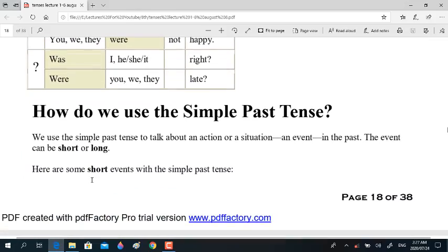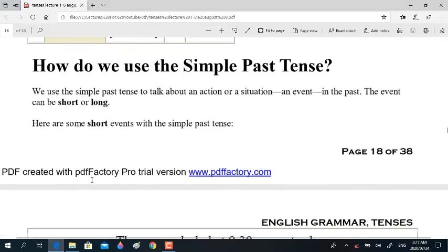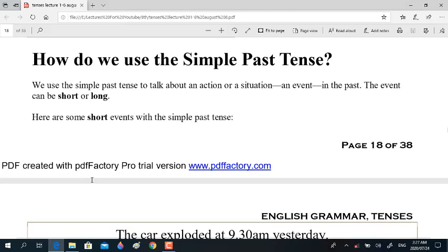How do we use the simple past tense? This will be discussed in the next lecture, right?